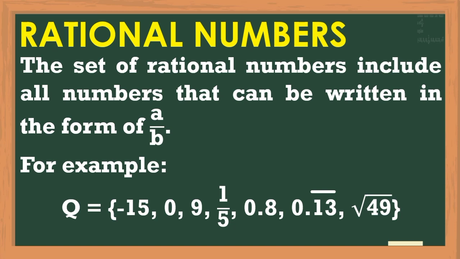And then, 0.13 repeating. We have repeating digits here, 1 and 3. We can classify it as a rational number because we can express 0.13 repeating as a fraction. It is equivalent to 13 over 99. Next, our lesson about principal roots, the perfect squares. For example, the square root of 49. 49 is a perfect square because the square root of 49 is 7. To check, 7 times 7 or 7 squared is 49. So, again, the square root of 49 is a rational number.